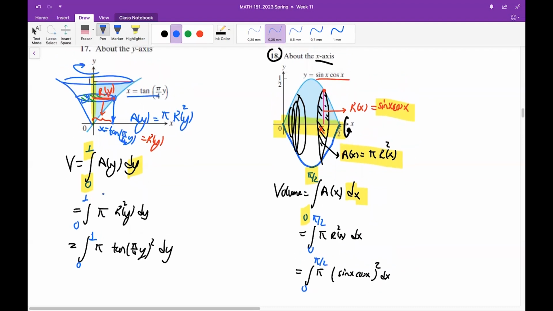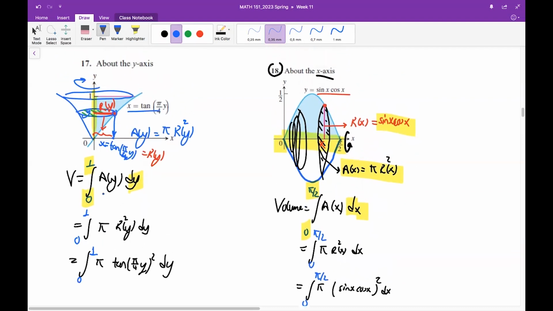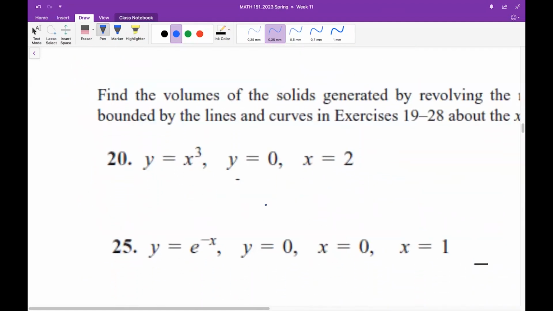So you see, these two examples summarize the disk method. The question can be with respect to x, or the question can be with respect to y. So both stories are explained here. If no questions, I want to move on. Okay, let's move on to the next example.